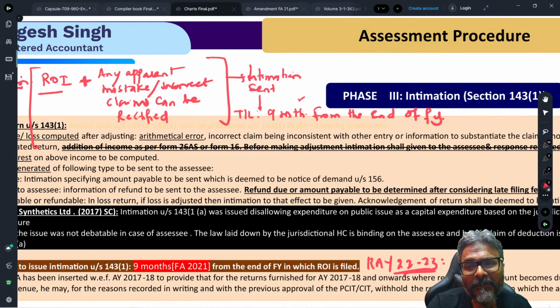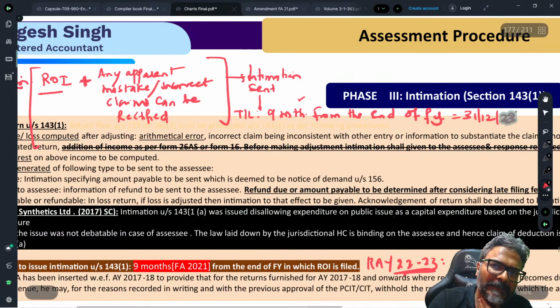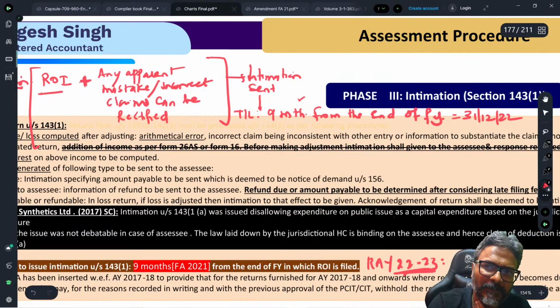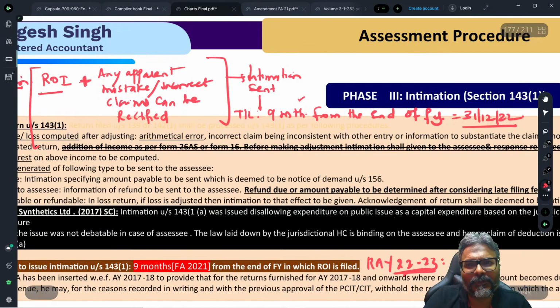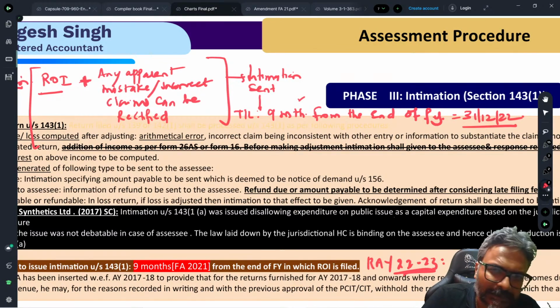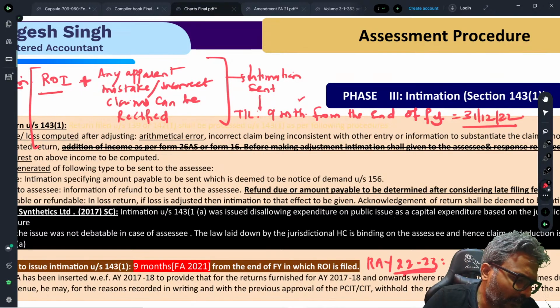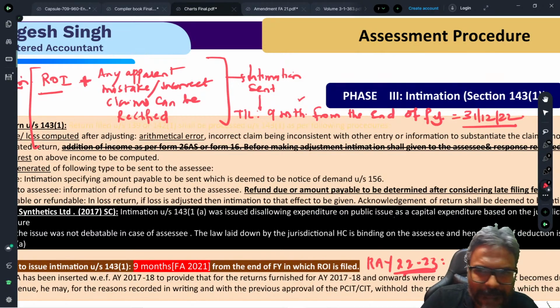So from 22-23 plus 9 months, what do you get, students? Plus 9 months gets you 31st of December 2023. Sorry, 2022. 31st of December 2022. This is what you all get in this context. Do you all agree to this one, students? Every one of you? So the time limit for the intimation would be 9 months from the end of the financial year, which brings this particular case to 31st of December 2022. I hope that every one of you is clear with this one.